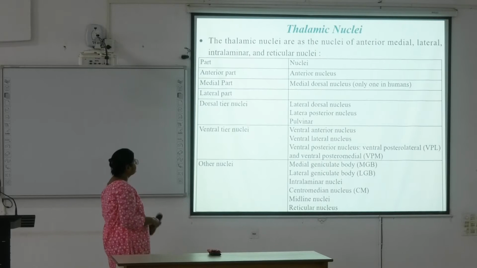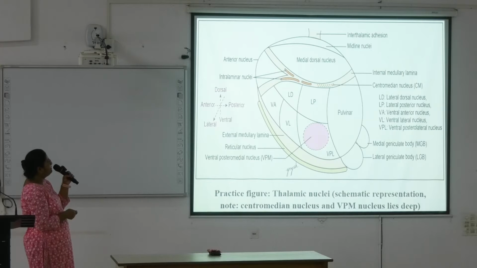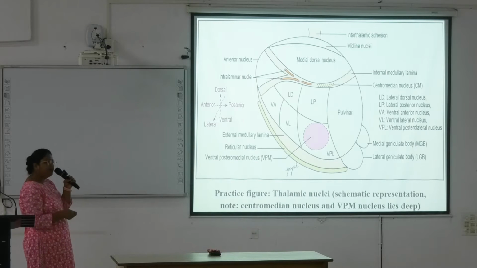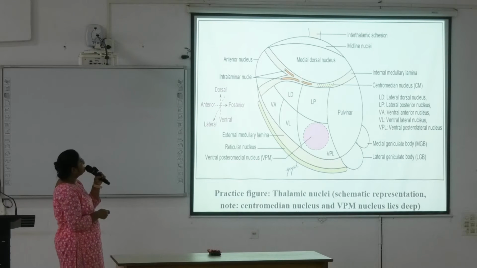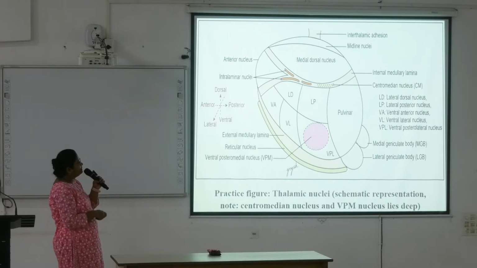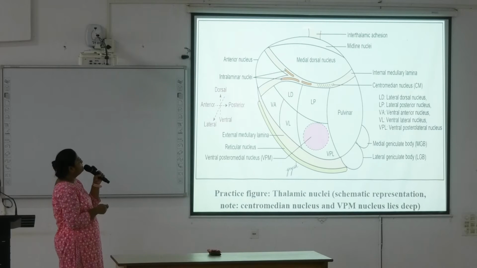Next, see the different nuclei. Here, this is the Y-shaped internal medullary lamina. Here is the external medullary lamina. Here, the interthalamic adhesion has been shown. So, these are the two white matter areas, and the nuclei are the gray matter area. See the nuclei anterior to the two limbs of the Y. Here is the anterior nucleus. Now this is the medial part and here is the lateral part. So most of the nuclei are located in the lateral part. Medial part contains only one nucleus, the medial dorsal nucleus.